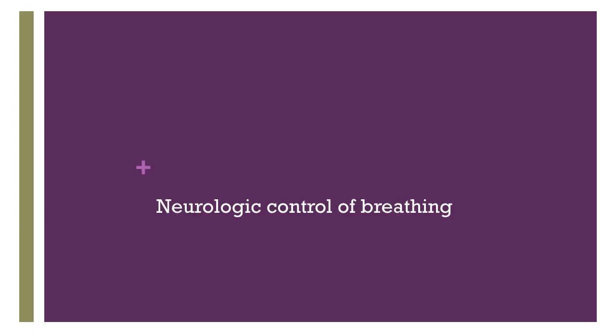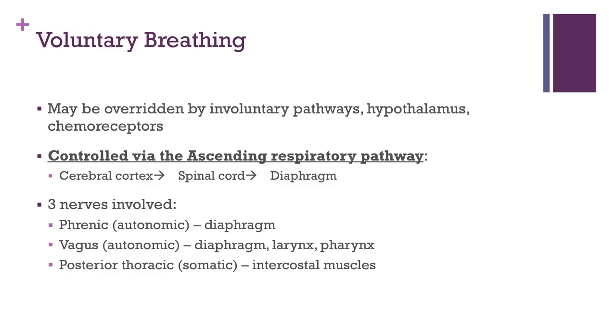So the next thing we're going to talk about is neurologic control of breathing. When we talk about breathing, there are really two types of breathing. We have what is called voluntary breathing, and we have involuntary breathing. So you can choose to take a breath and you can choose to hold your breath. Voluntary breathing, the thing that's important to recognize about that is that it can always be overridden by your involuntary pathways. So you can be trying to hold your breath until you pass out, but the point at which you pass out, you're going to resume involuntary breathing.